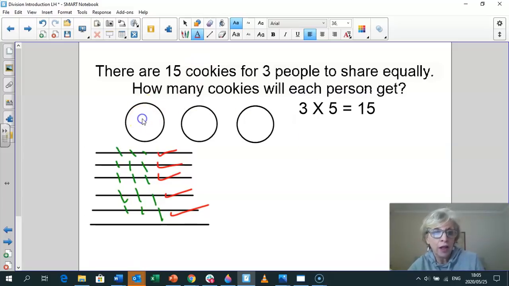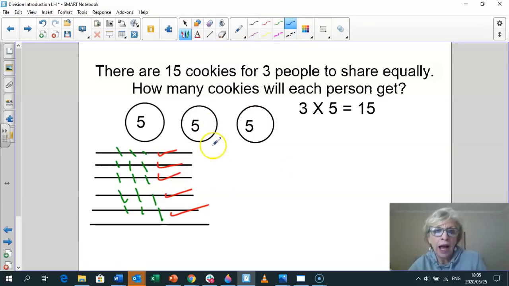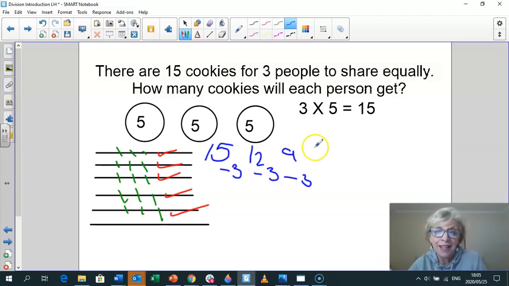So 3 times 5 is 15. That I know in my tables, and I know that 15 divided by 3 is 5. So I know that 5, 10, 15. So there we go. And if I did repeated subtraction, how would I go about doing that? Well, I would subtract, remember, from 15, and what would I subtract? I would subtract 3. Okay, 15 minus 3 is 12. Minus 3 is 9. Minus 3 is 6. Minus 3 is 3, and minus 3 again is 0.